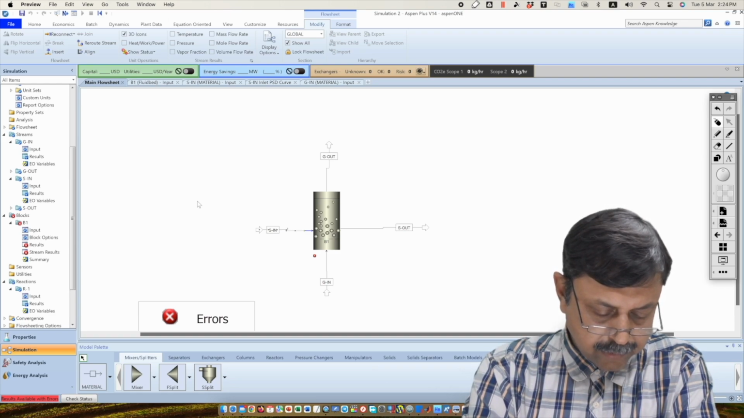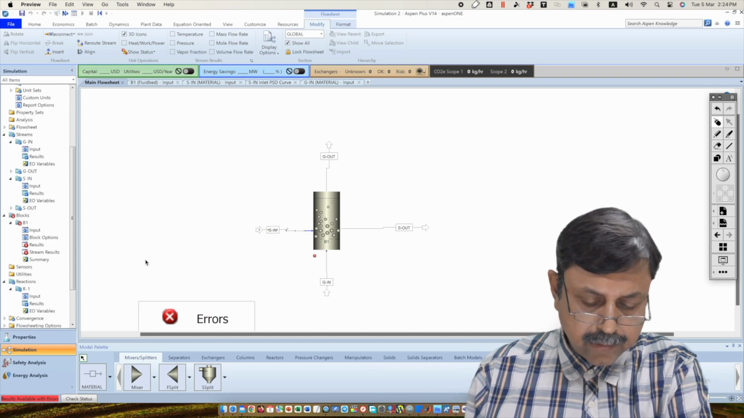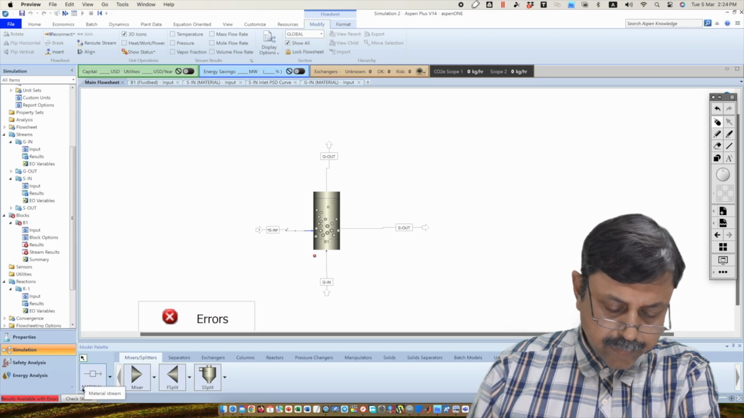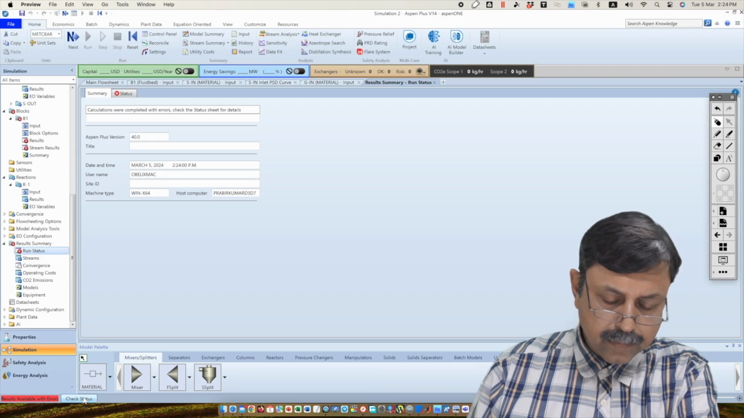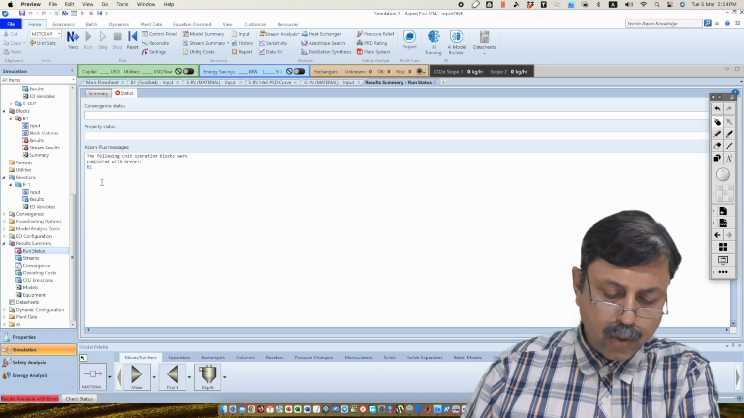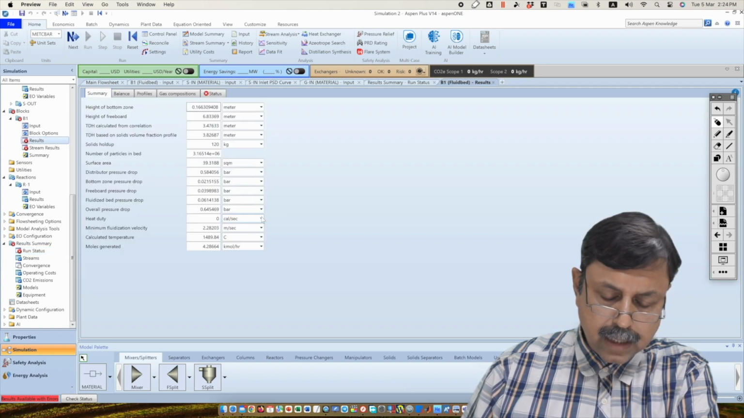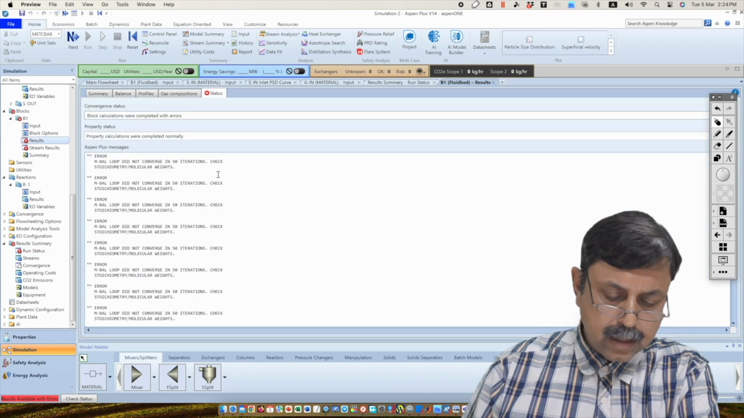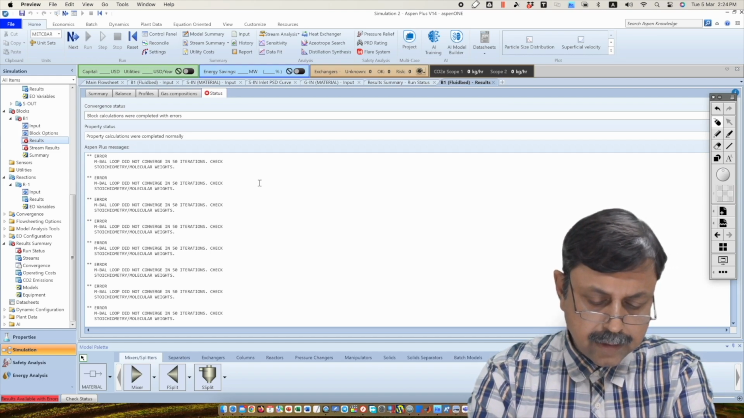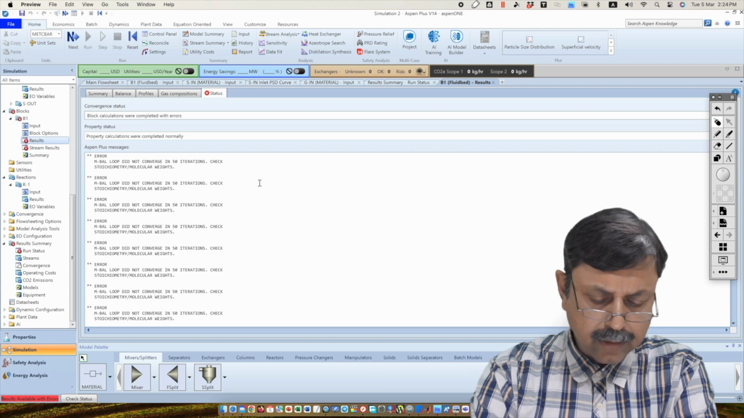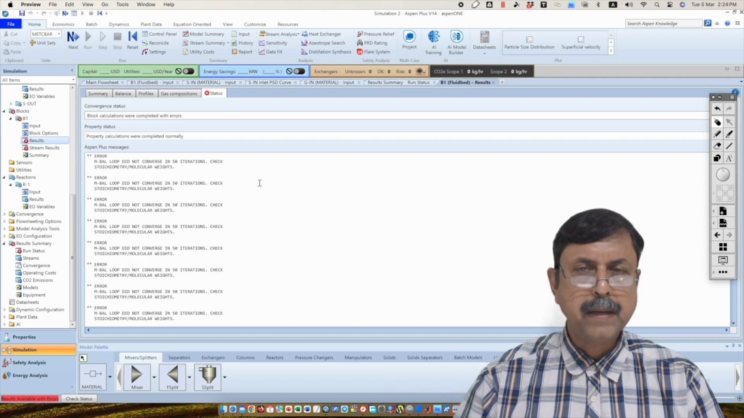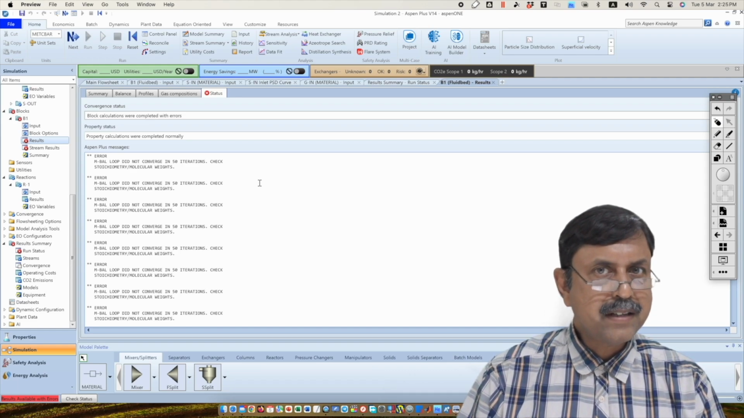Okay, the run is not successful. It says results available with errors. So let us see what the errors are. Check status. The following unit operation block completed with errors. So just press B1. It says M balance, or material balance. Material balance loop did not converge in 50 iterations. Check stoichiometry, molecular weight. So this error is being repeated. So there must be some problem with the convergence in the reaction.